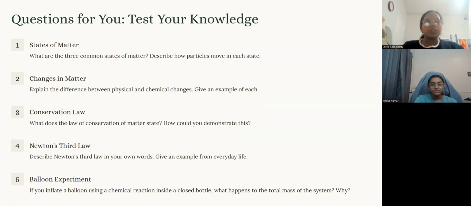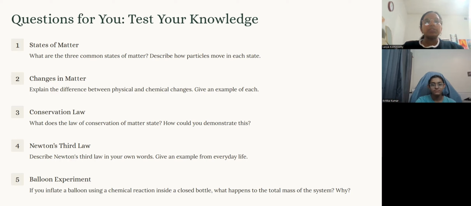And here are some questions for you to test your knowledge. Number 1, states of matter. What are the 3 common states of matter? Describe how the particles move in each state and also the differences of the particles.